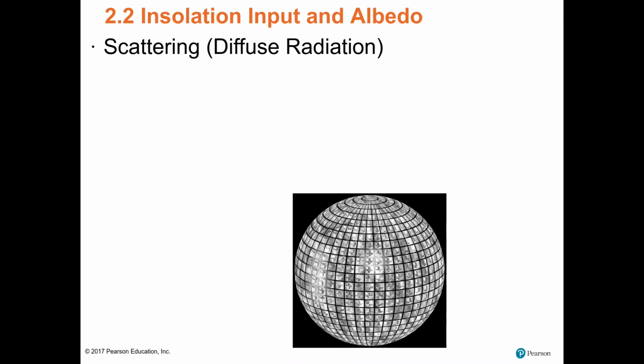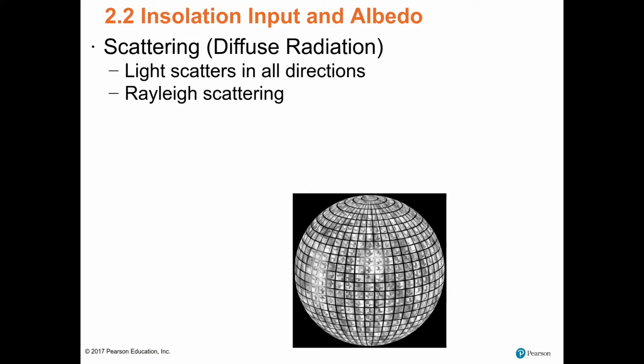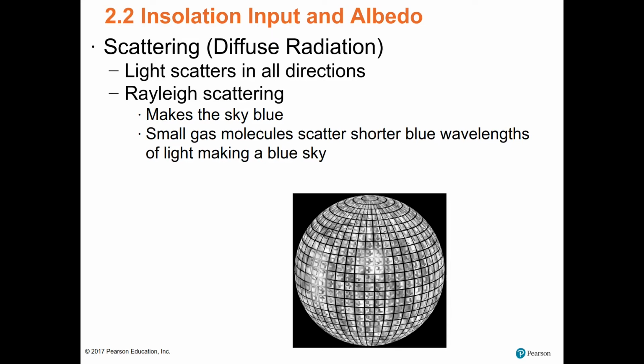Scattering. Scattering is when light gets bounced in all directions, like off of a mirror ball. That's my favorite example of scattering, a disco ball, because the light comes in one way, but it goes out every possible way. There's two types of scattering you need to know. There's Rayleigh scattering, which makes the sky blue because small gas molecules scatter blue light first. So the sky is blue because it reflects blue, because the size of the molecules is just right to reflect mostly blue. And that's called Rayleigh scattering.